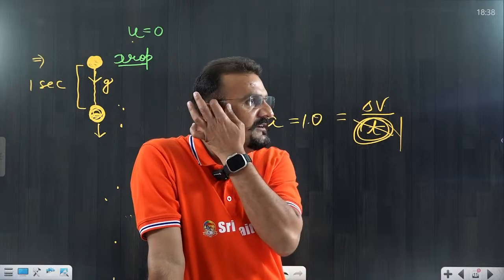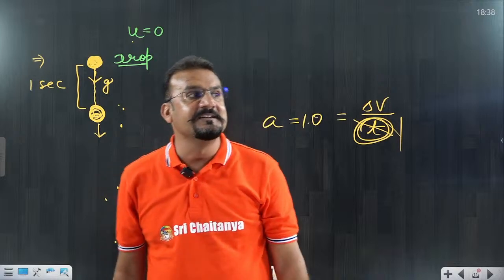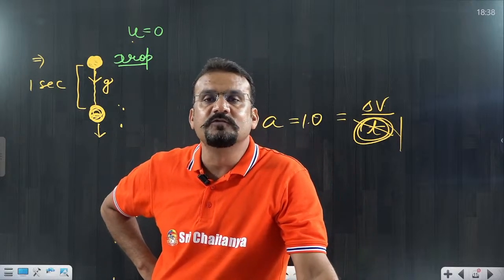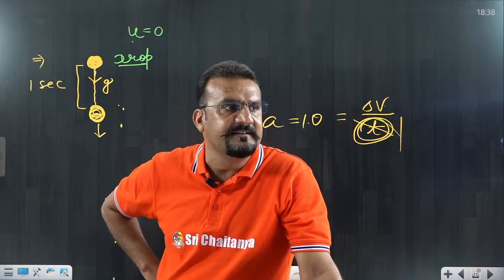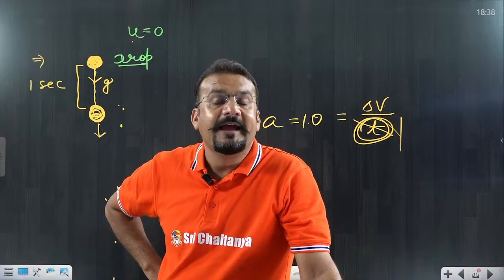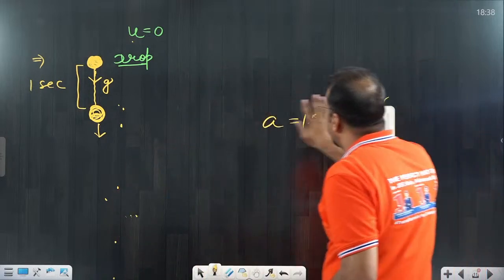What is the velocity? I already told you the concept. What is the concept? In 1 second it is going to increase by 10 meter per second. In 2 seconds it will be 20. In 3 seconds 30. In 4 seconds 40. And in 5 seconds 50. Yes, the right answer is 50.